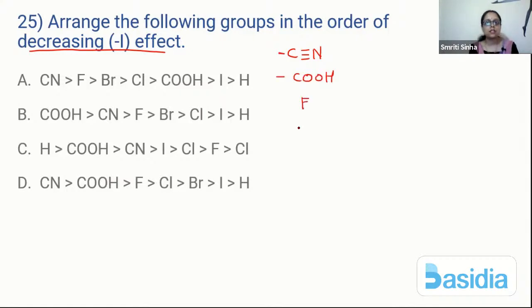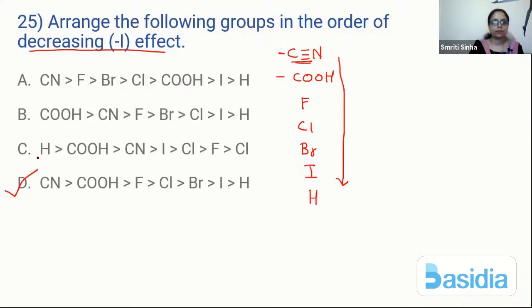Then come our halogens, fluorine, chlorine, bromine, iodine, as given in the periodic table, because fluorine is the most electronegative and iodine is the least, and then hydrogen. In the same order, the minus I effect will keep on decreasing. So nitrile, being more electron pulling, will show more minus I effect, then acid, then fluorine, then chlorine, then bromine, then iodine, and then hydrogen. Therefore option D is correct.